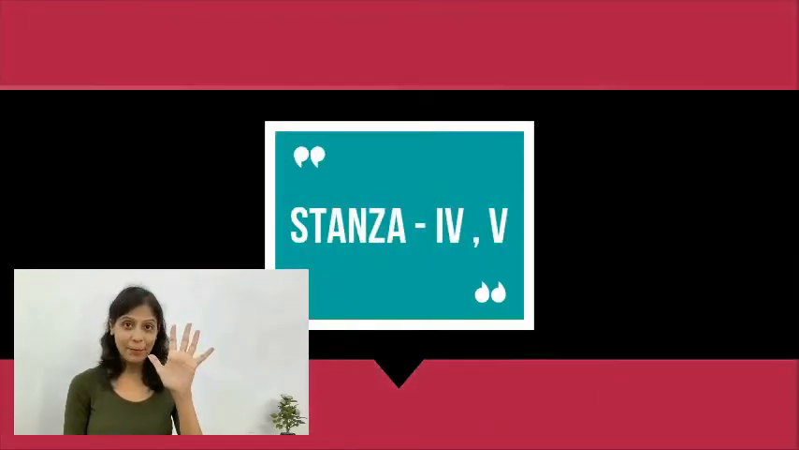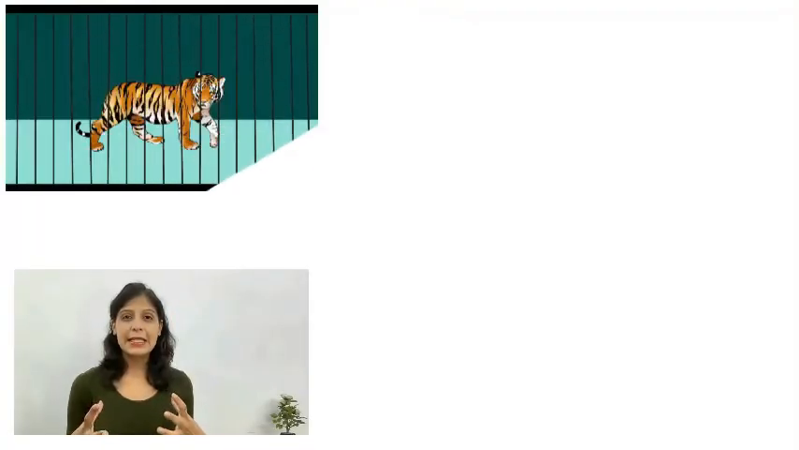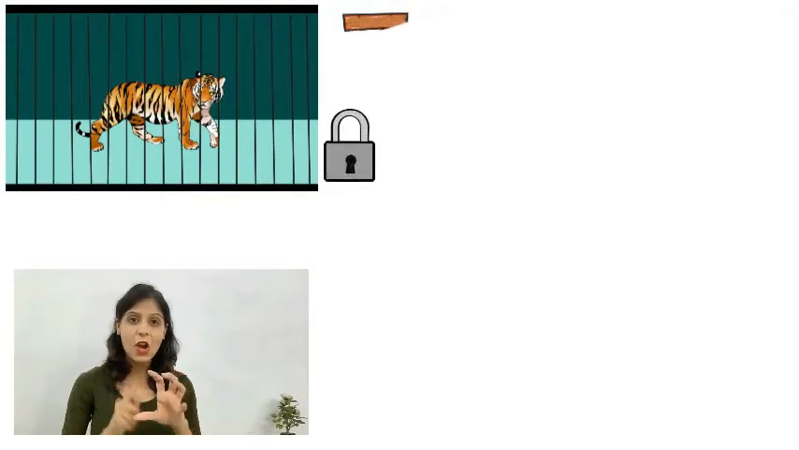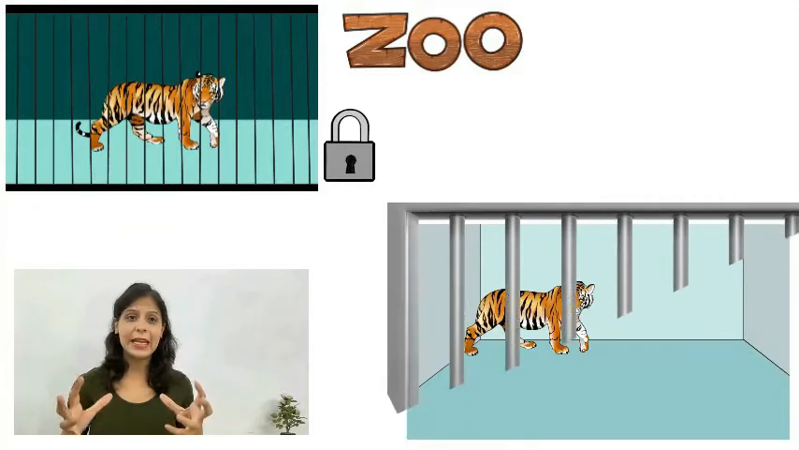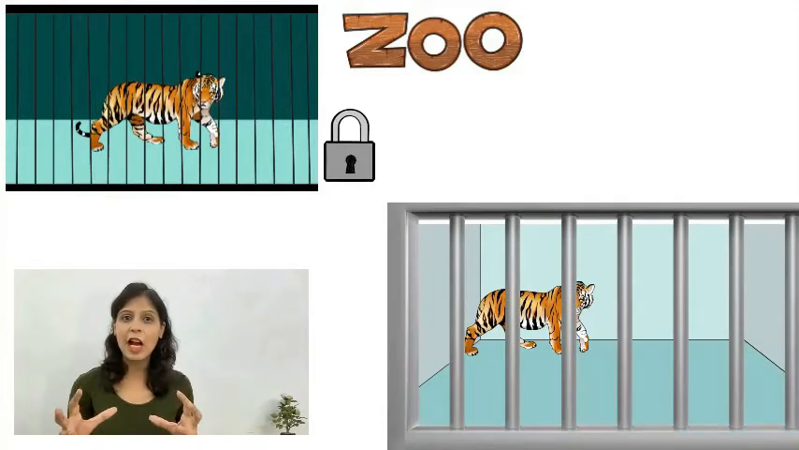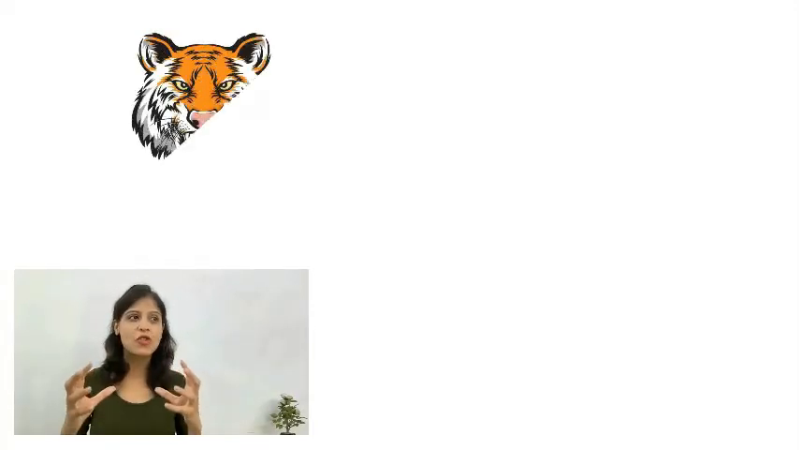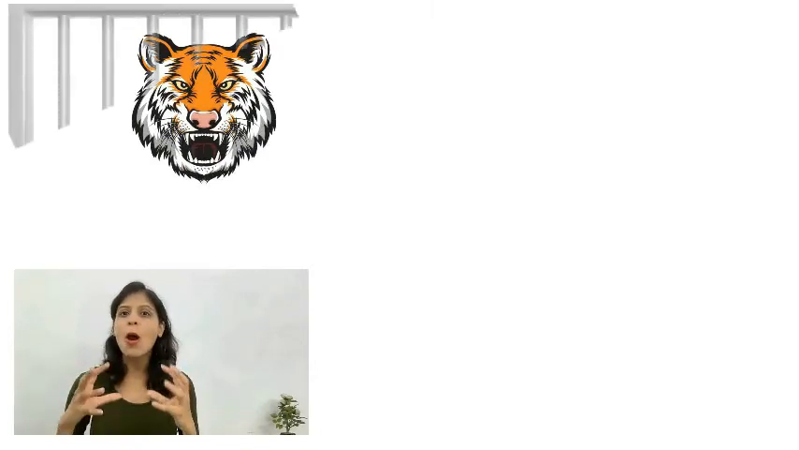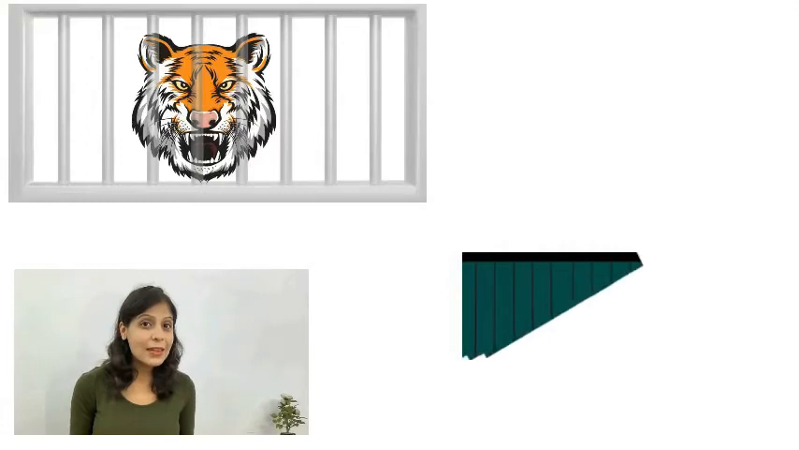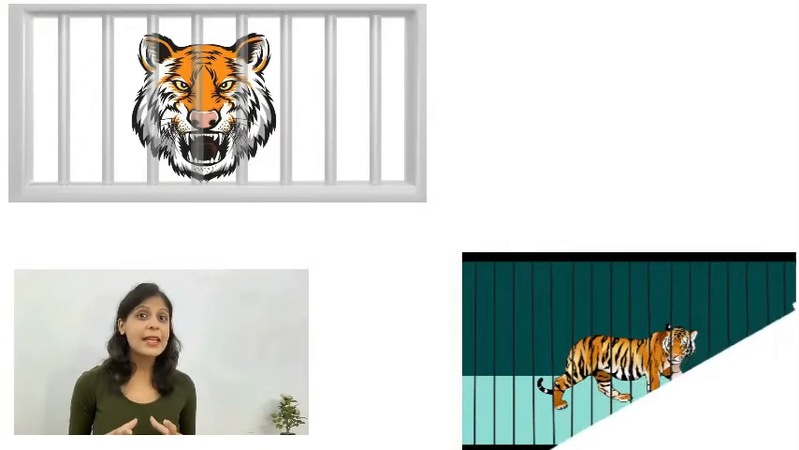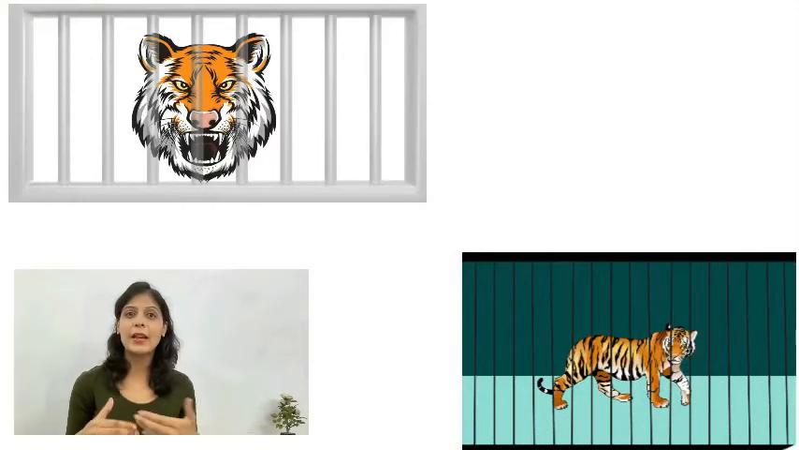Moving on to the fourth and fifth stanza. The poet sees that the tiger is locked in a concrete cell in the zoo. He says that the tiger is confined in a strong cell which is made of strong building material. In spite of all his strength, he now lies imprisoned behind the bars.